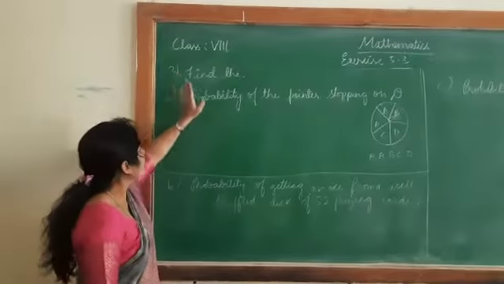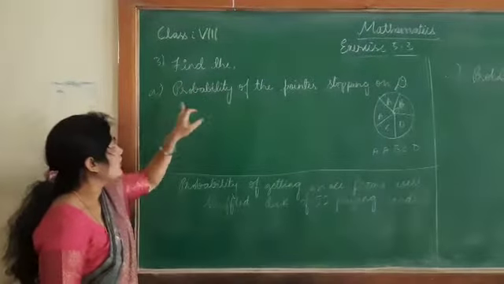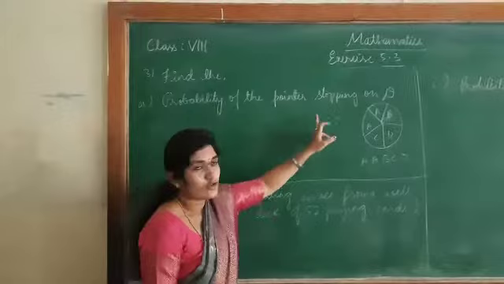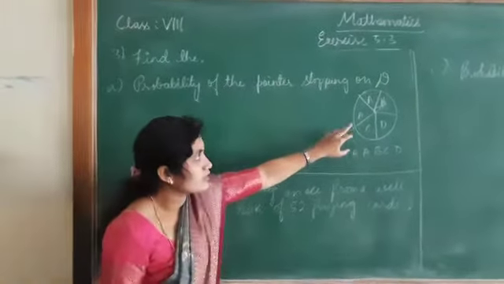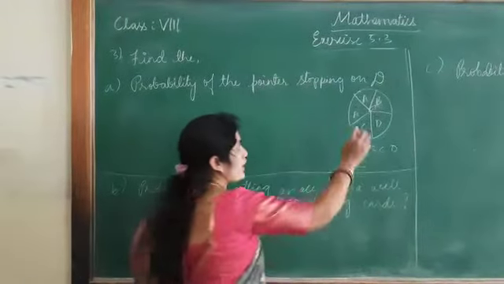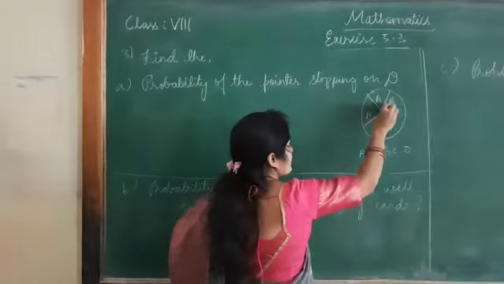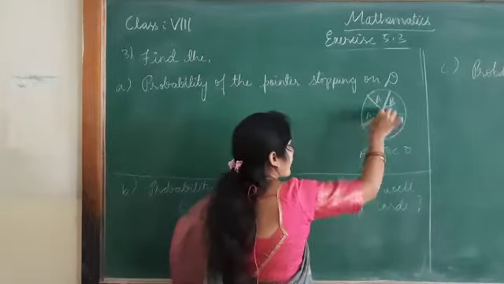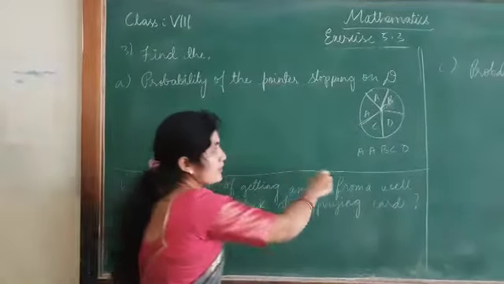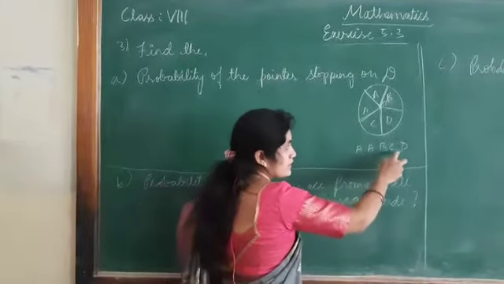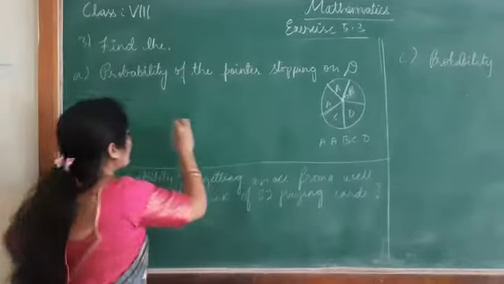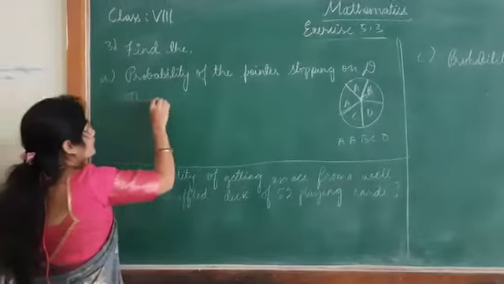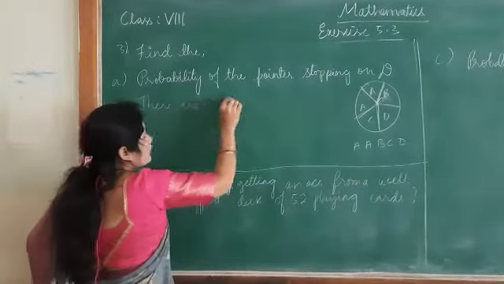Now let us move on to the third question. Find the probability of the pointer stopping on D. This was the question where we have taken this wheel from the first question. Here we have 5 pointers. As you can see, this wheel is parted into 5 parts: A, B, C, D. Of course, alphabets are 4, but parts are 5. So there are 5 pointers in this wheel.